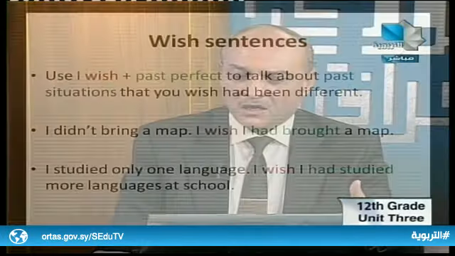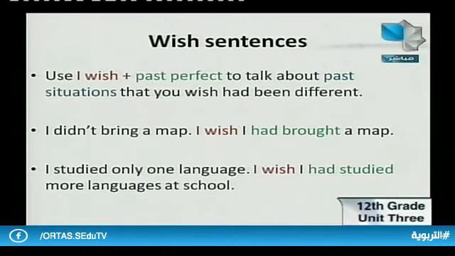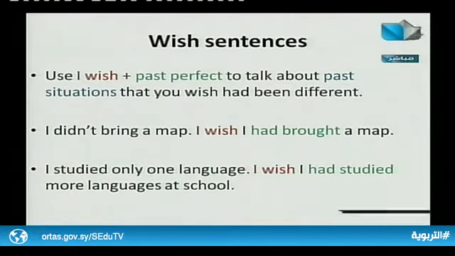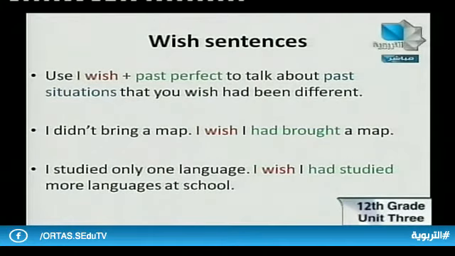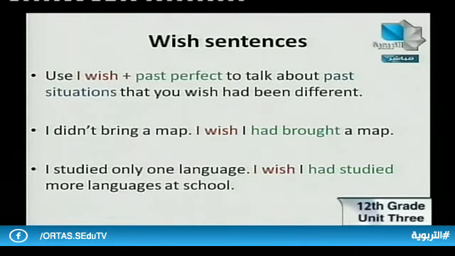Not in the present. Now, when we want to wish for something in the past, we should use the past perfect. Of course, you have an example. I didn't bring a map. You see, the sentence here, dear students, is in the past simple. I didn't bring a map, not I don't have a map. So it is in the past. We are talking about something that didn't happen in the past, and we wish now that it had happened. So, I wish I had brought a map. We use past perfect after wish to express the wish.